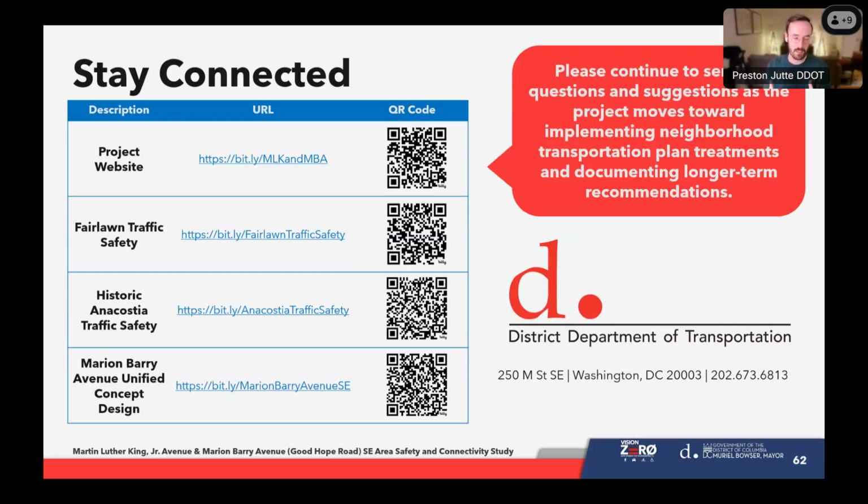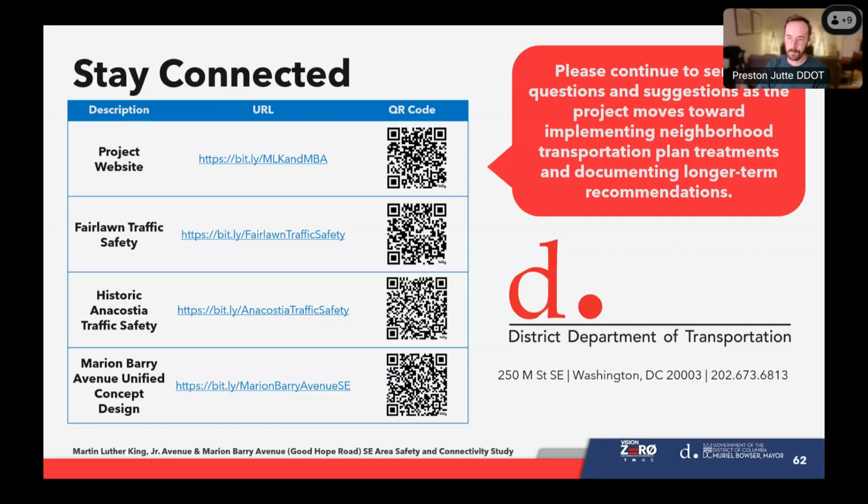So I can only speak to this one, but the goal of this project is to make it safe to use whatever mode of transportation you choose to use. So for me, if you want to drive through historic Anacostia, many people do and need to, you just need to do it safely. So that's all I can say to that one.